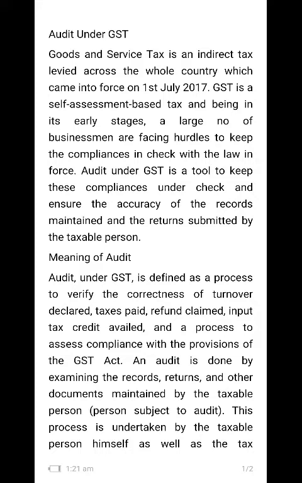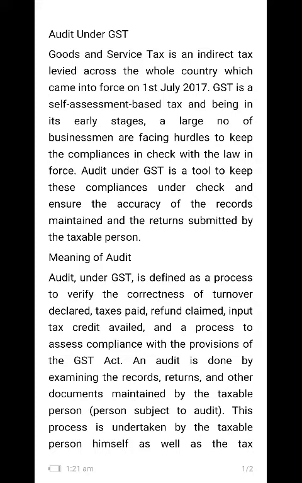So, the audit under GST will check the accuracy of the records maintained and the returns submitted by the taxable person. Okay. So, what is the meaning of audit? Audit under GST is defined as a process to verify the correctness of turnover declared, taxes paid, refund claimed, input tax credit availed, and a process to assess compliance with the provisions of the GST Act.